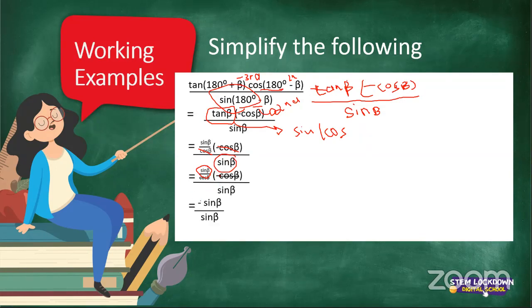Oh, you have a negative, your negative has not disappeared. Apologies for that, guys. So up here, you have your minus sine of beta over sine beta, which leaves you at -1. Happy, everybody?